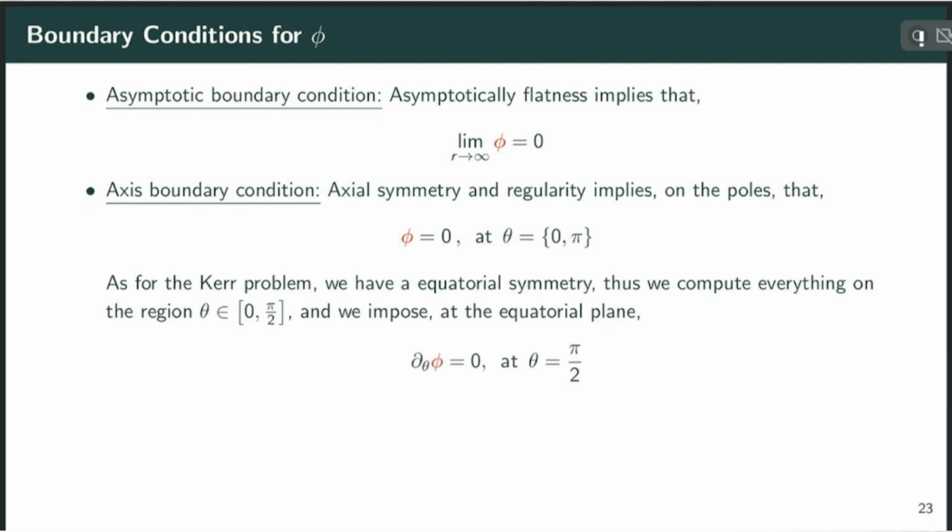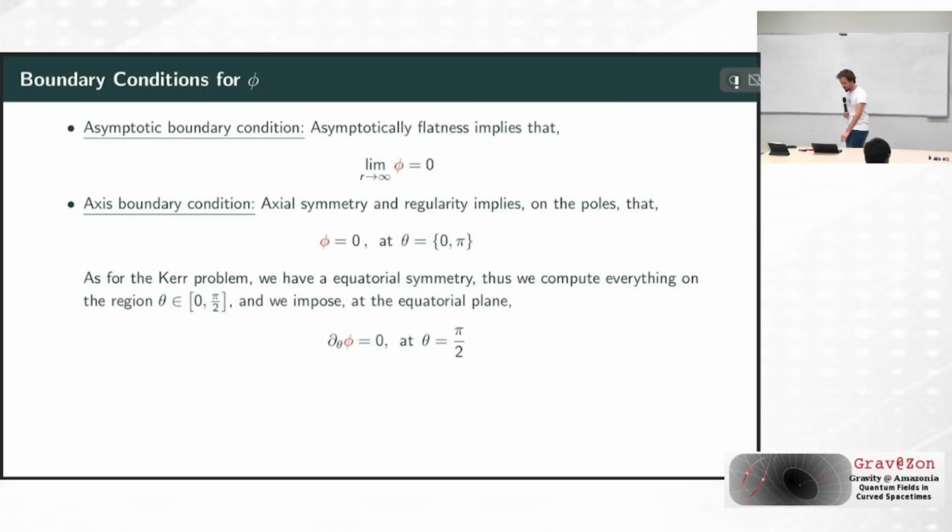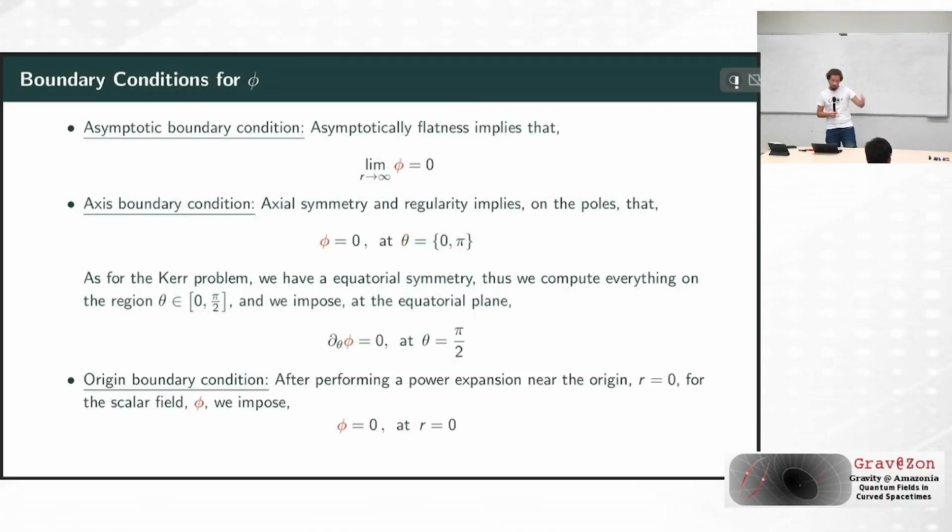Again, as in the Kerr case, there is a Z2 symmetry, so there are two hemispheres that are equal, the north hemisphere equal to the south hemisphere, so you can integrate everything only between 0 and the equatorial plane, or pi over 2. And then you also impose that the derivative of the functions and also phi must be equal to 0 at that equatorial plane.